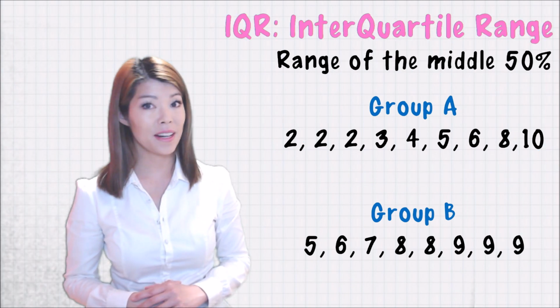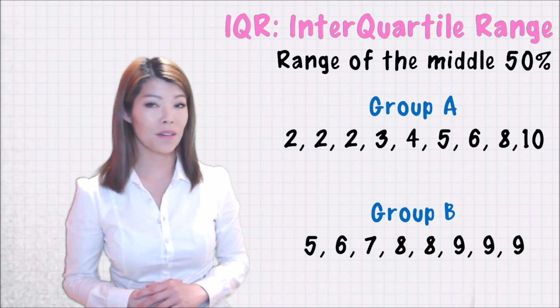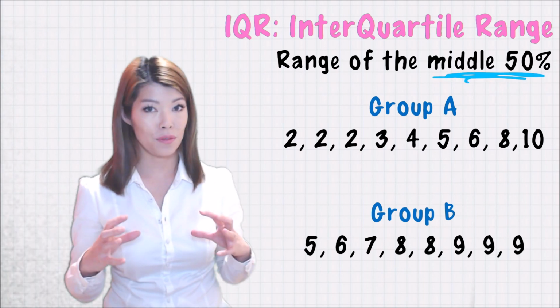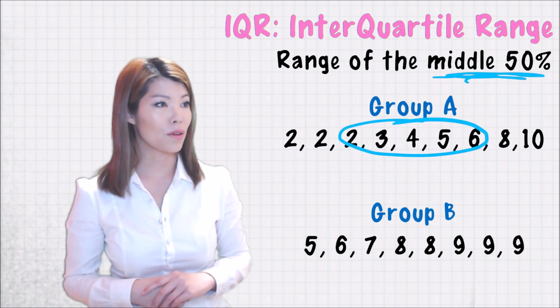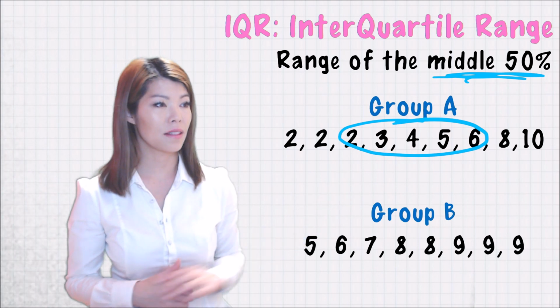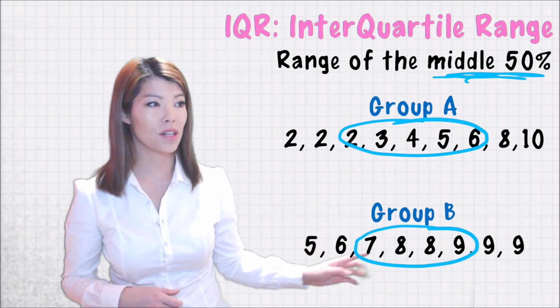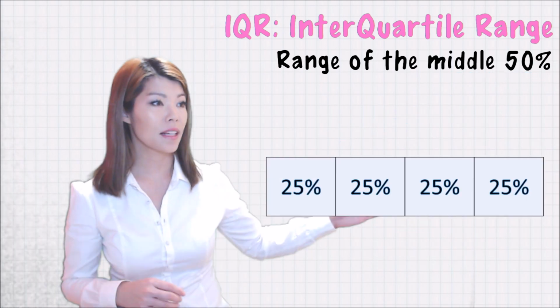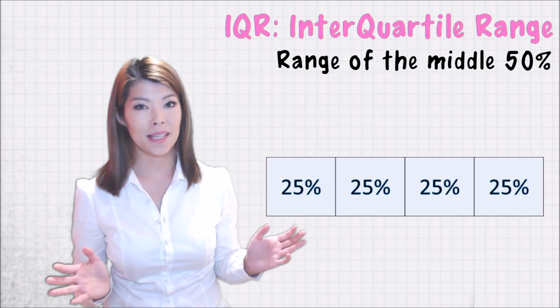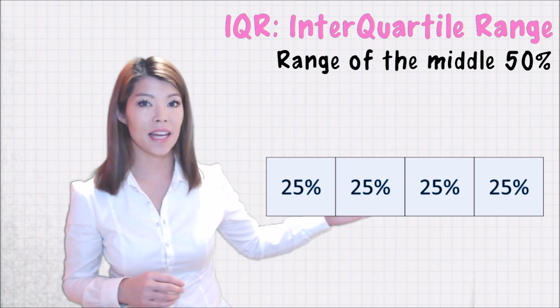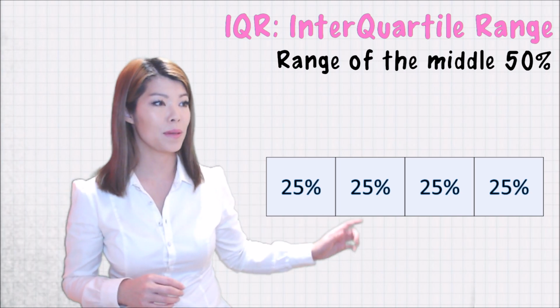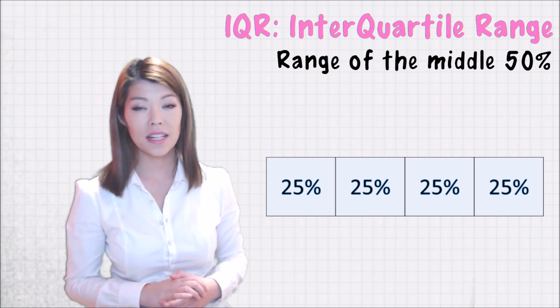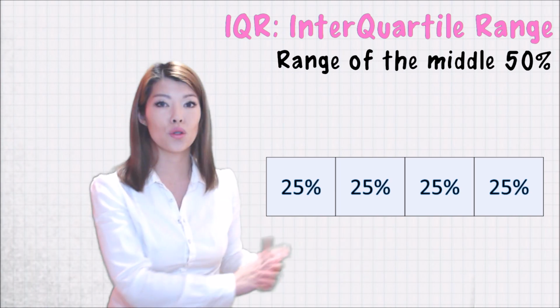Interquartile range. What is that? As the name suggests, we're looking for the range of the middle 50%. So for group A, we're looking at the range for that section there, and for group B, we're looking for the range of that section there. So the main numbers, not the tail ends. All the data is 100%. If we split into quarters, we get 25%, 25%, 25%, 25% chunks. So the interquartile range is looking at these middle two sections.